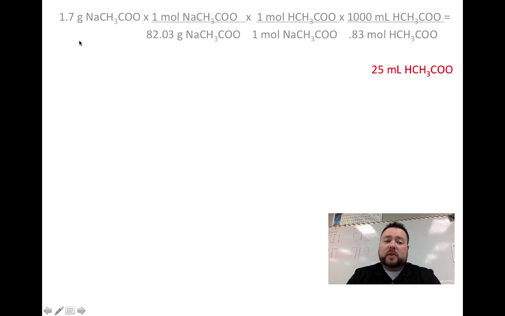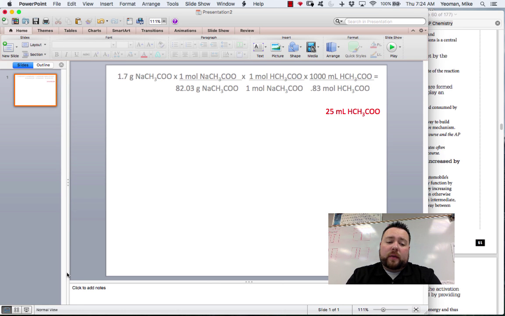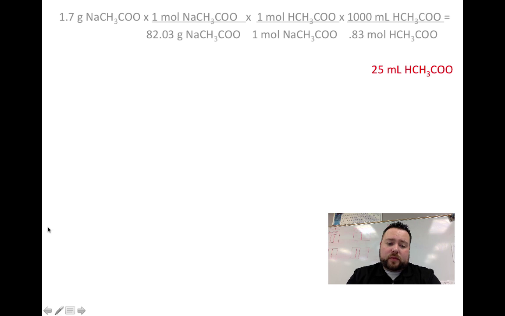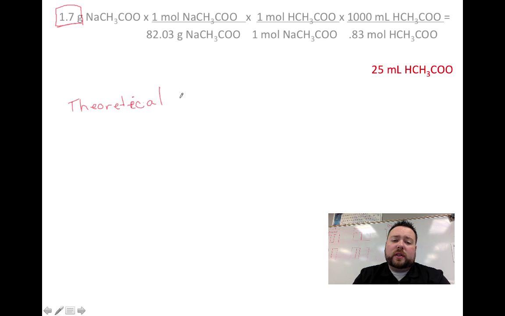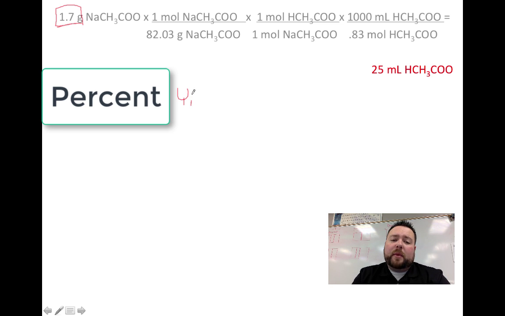So that 1.7 grams is really what we are looking for in regards to the expected amount. That's really what we care about right here. When I'm talking about theoretical yield, what that is really referring to is how much we are supposed to end up receiving versus how much we actually get.